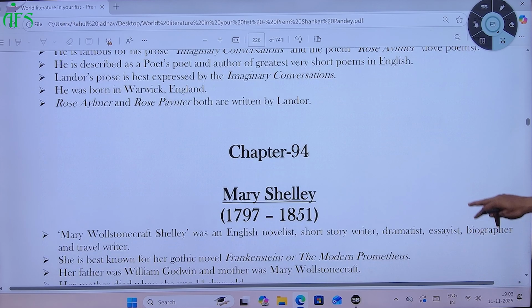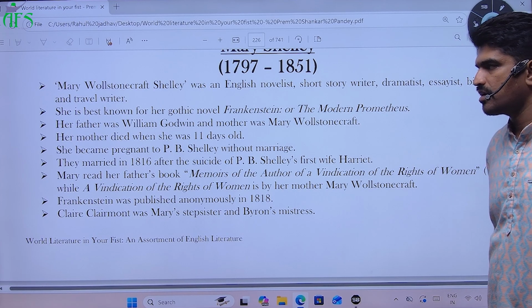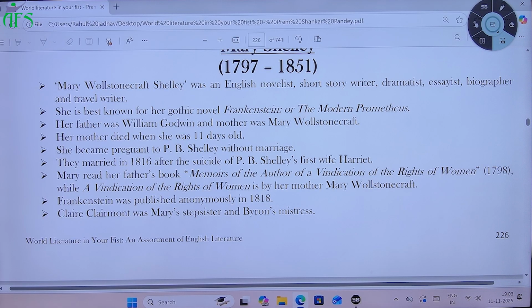Moving ahead, we have Mary Shelley. Mary Wollstonecraft Shelley was an English novelist, short story writer, dramatist, essayist, biographer, and travel writer. She is best known for her Gothic novel Frankenstein, or The Modern Prometheus. Her father was William Godwin and her mother was Mary Wollstonecraft. Her mother died when she was just 11 days old.